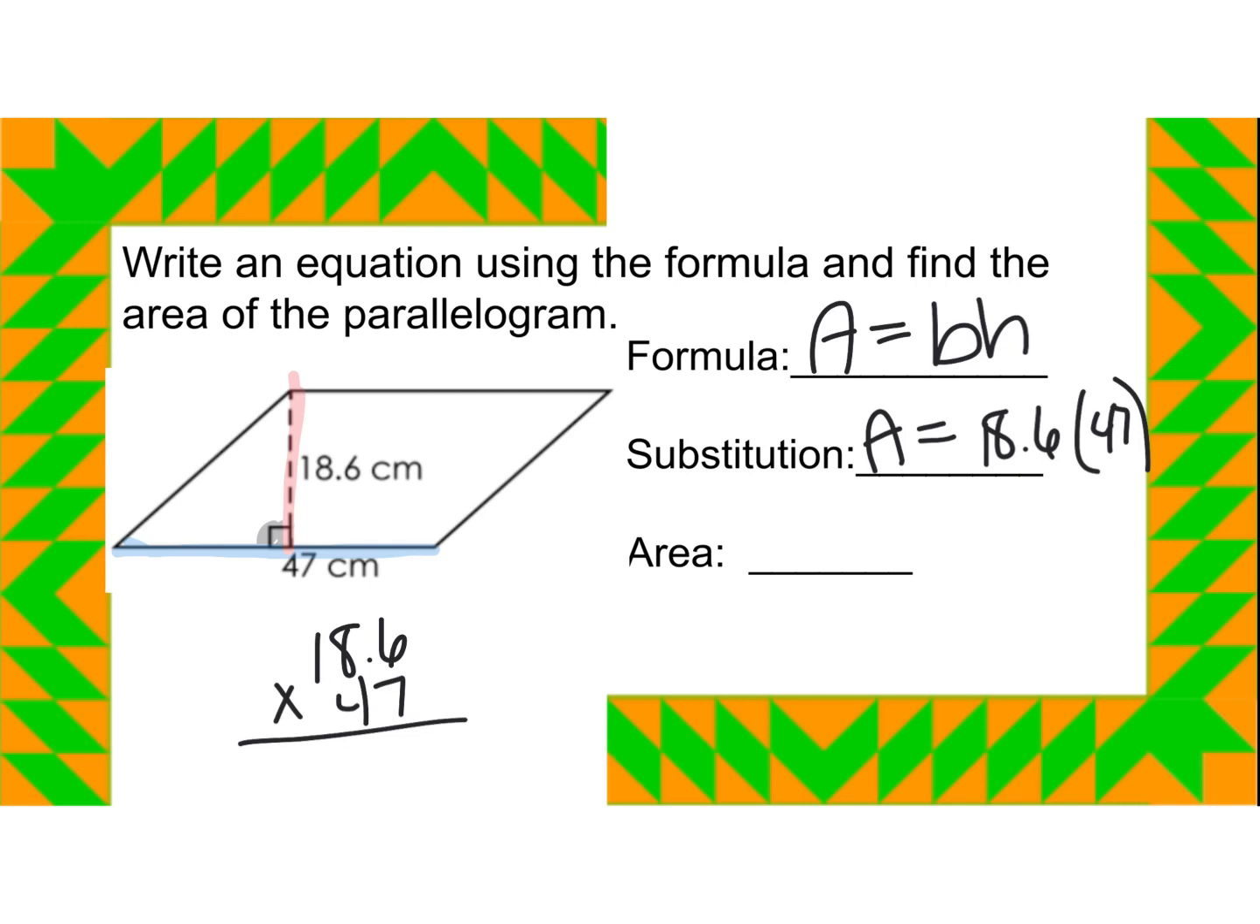Okay, so we're going to go ahead and multiply this. So 7 times 6 is 42. So bring up the 4. 7 times 8 is 56, plus 4 is 60. Seven times 1, sorry. 7 times 1 is 7, plus 6, it's going to be 13.